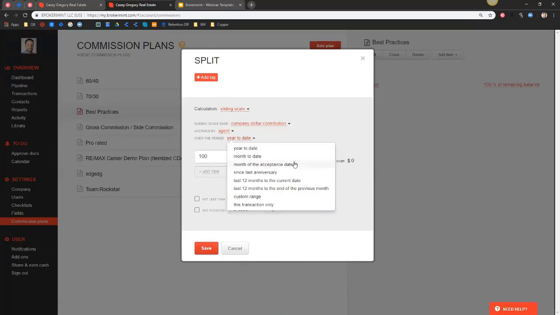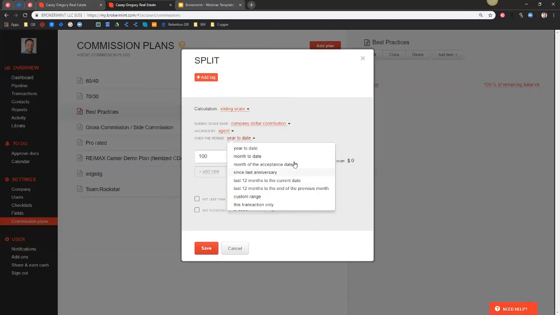Anytime an acceptance date is defined in a transaction using this commission plan, it will be the accrual of your metric for that entire month. So if we had an acceptance date of December 20th, 2018, it will take the accrual for the entire month of December before it resets.